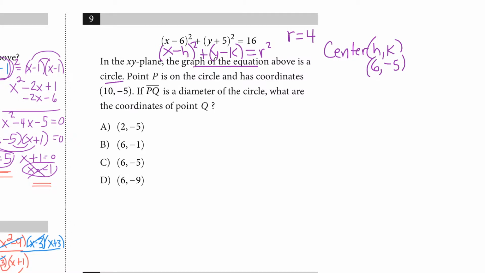So we have a point P that is on the circle and has these coordinates, and segment PQ is the diameter of the circle. What are the coordinates of Q? So what I'm going to do is draw the center here at 6, negative 5. So a point there. And we have another point here that's given. This is point P. And point P has coordinates of what? 10, negative 5.